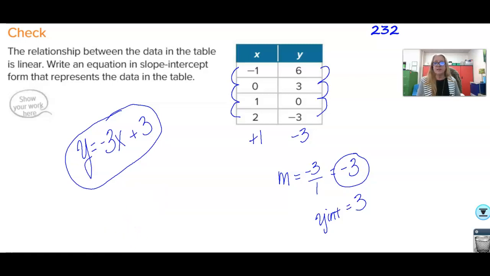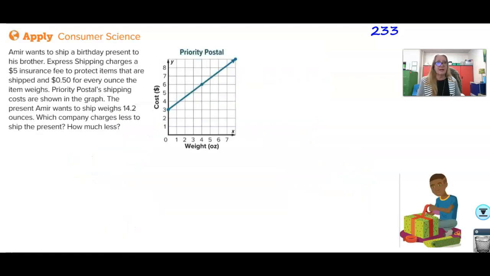Not too bad. You're still using skills you learned in last chapter. Now, Amir wants to ship a birthday present to his brother. Express shipping charges a $5 insurance fee to protect the items that are shipped and 50 cents for every ounce the item weighs. Okay, so we have express shipping. That's the one in the word problem.